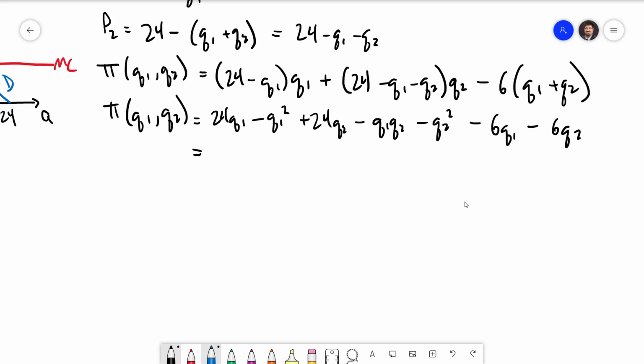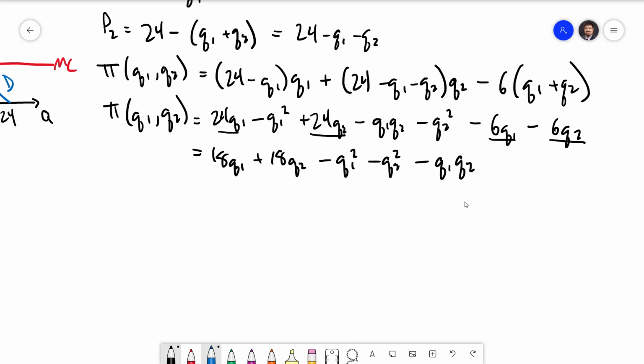And now I'm going to collect terms, so 24Q1 minus 6Q1 is 18Q1. 24Q2 minus 6Q2 is 18Q2. And from there we just have minus Q1 squared, minus Q2 squared, and minus Q1Q2. Multiplying all this out and collecting terms is an optional step, but I think it makes the calculus easier and will make it less likely that you make a mistake.